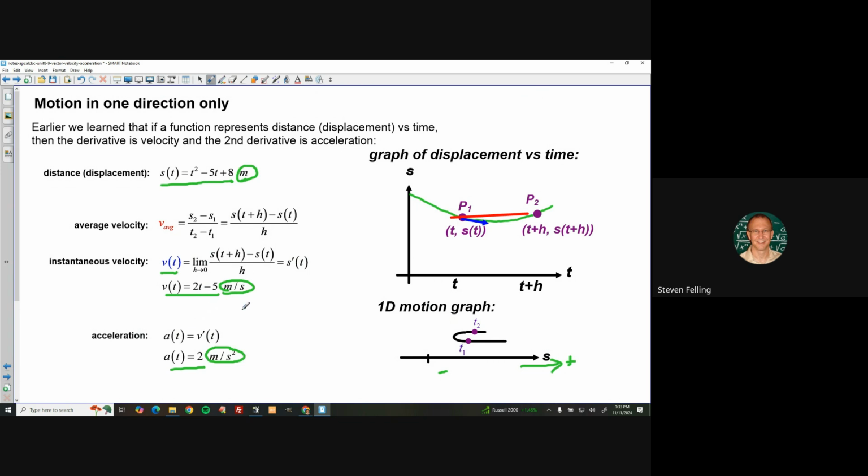And then if we wanted to find the average velocity, that would mean that you just take the displacement between two different locations divided by the time, and that would give you the average speed, whereas the derivative gives you the instantaneous speed, right? But all this stuff was only in a single direction.